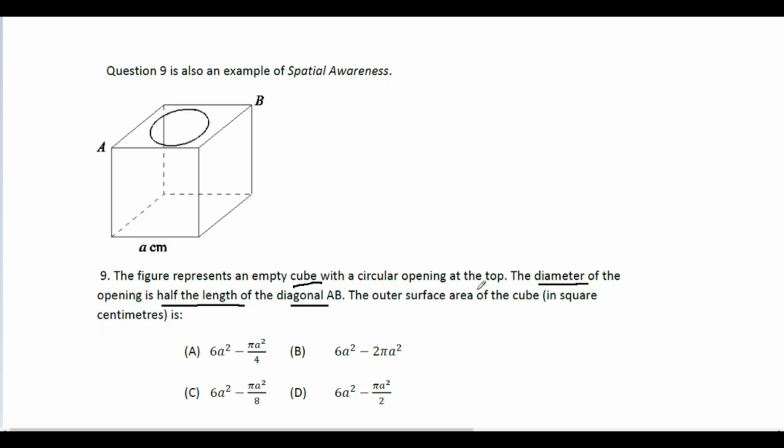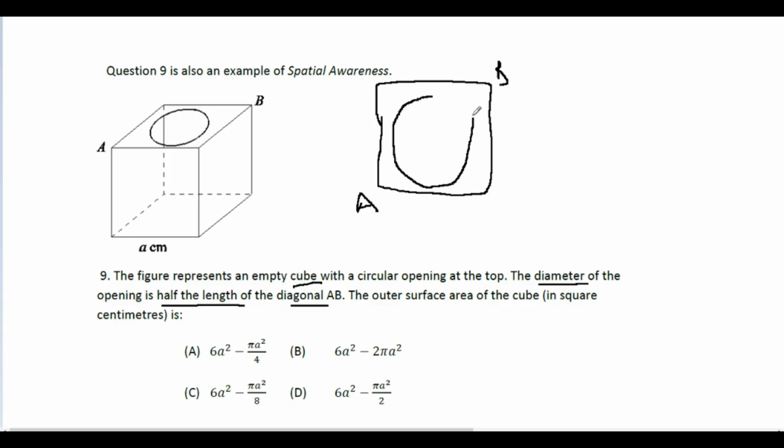So they tell us that the diameter is half the length of the diagonal AB. Okay, so let's just redraw this. So this is B, that's just a top view. So we have a circle in here, and they say that the diameter, which is this distance over here, is equal to half the diagonal, which is this distance, right? That distance, AB.